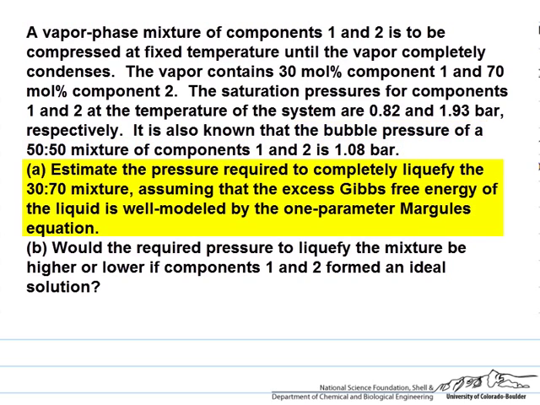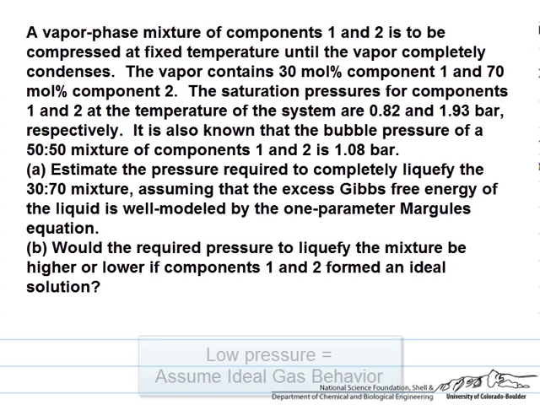And so part A says estimate the pressure required to completely liquefy the 30-70 mixture, assuming that we can use the one parameter Margules equation. All right, so this is a simple activity coefficient model. And one thing that's nice about the system that we currently have is that we can assume it's low pressure, so we can assume an ideal gas.